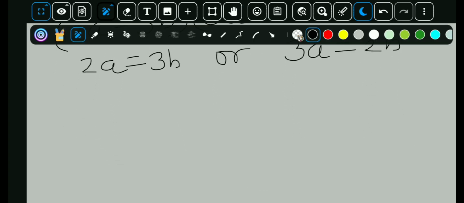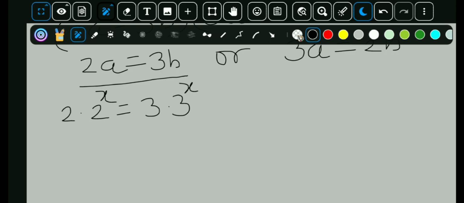Now let's approach these two equations. If you see the first equation, 2a = 3b, and put in the values of a and b which we assumed earlier, it will be 2 into 2^x = 3 into 3^x. So it will be equal to 2^(x+1) = 3^(x+1).